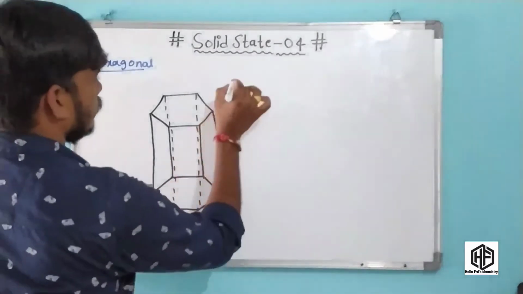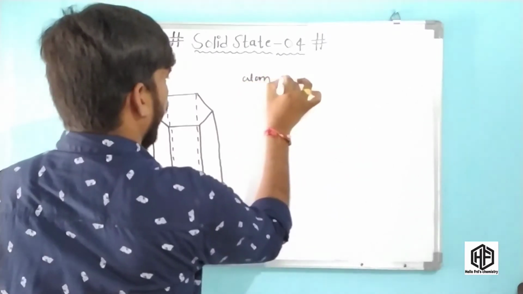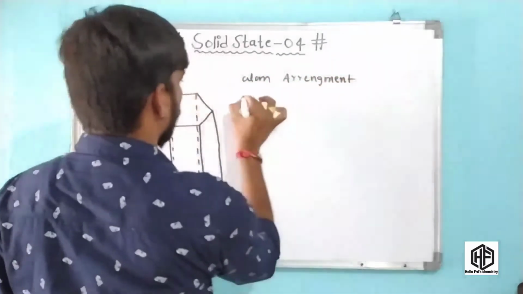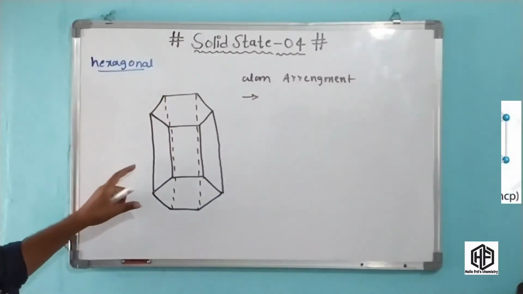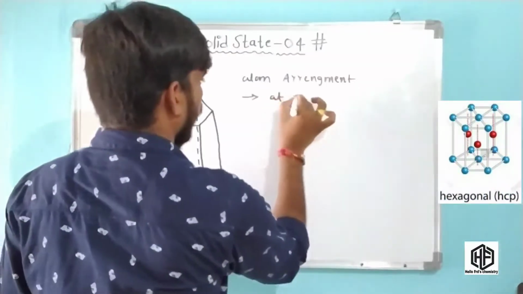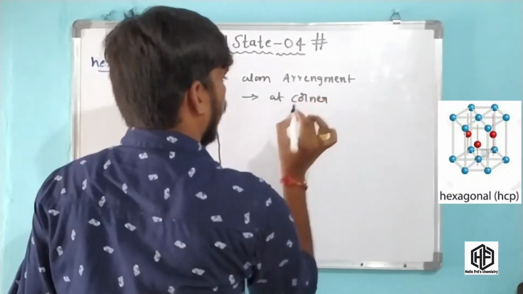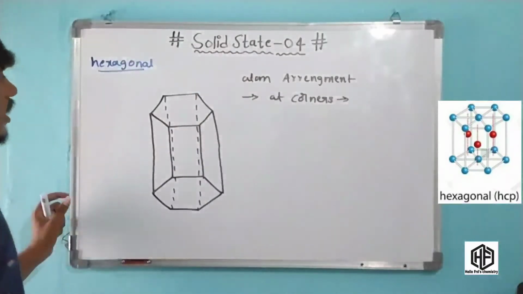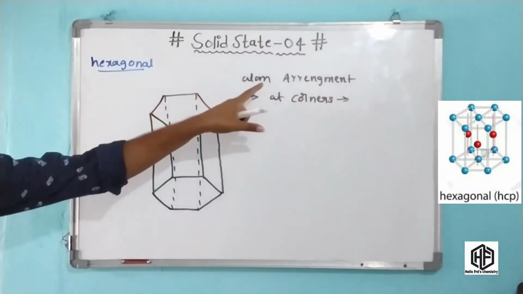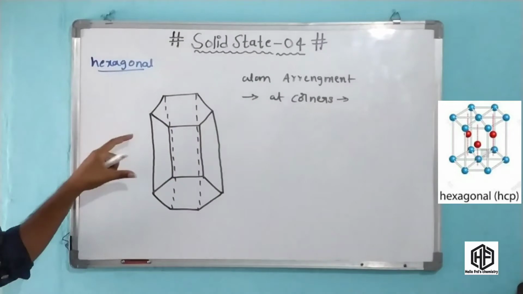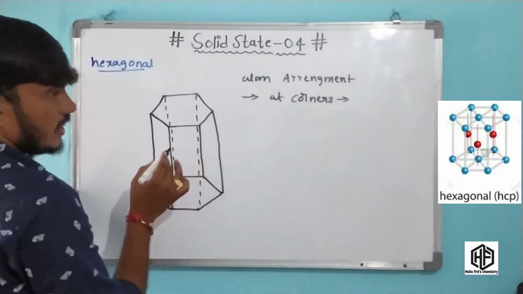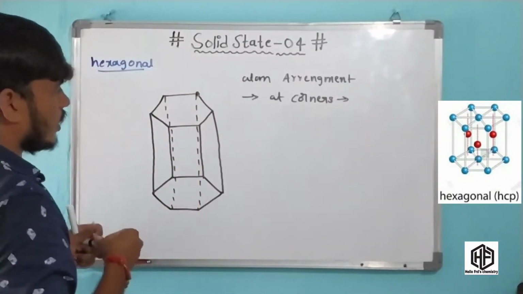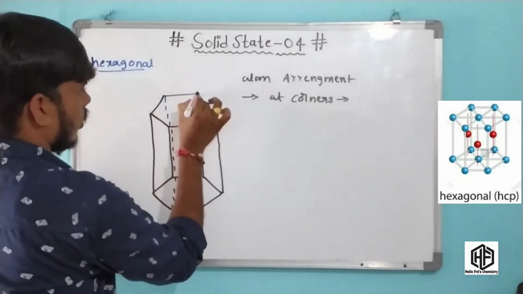Friends, atoms are arranged in the hexagonal unit cell at the corners. Friends, this is the special unit cell, with atom arrangement at corners. In hexagonal, the atoms arranged at corners, this is one corner. It means I am representing the atoms at the corners in the hexagonal.